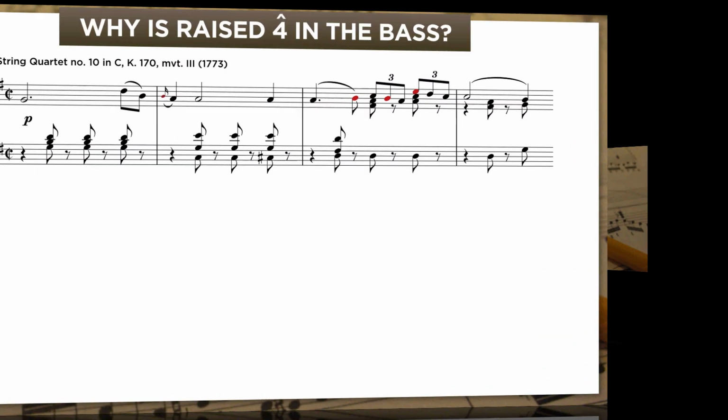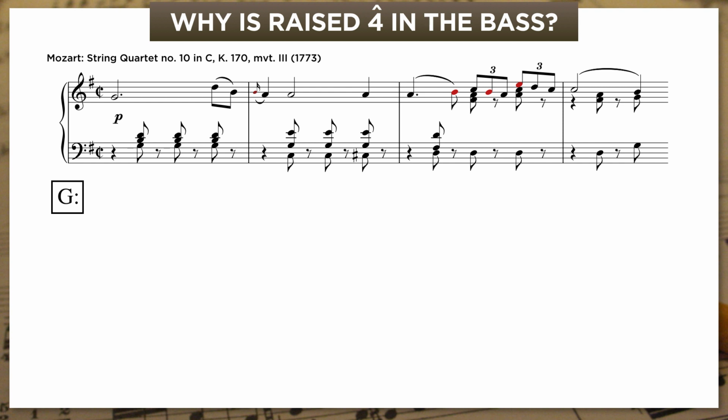Let's start with an example. Here is the slow movement from Mozart's 10th string quartet. The bass line is built around a very familiar pattern. Tonic over scale degree 1, predominant over scale degree 4, dominant over scale degree 5, and then back to tonic.